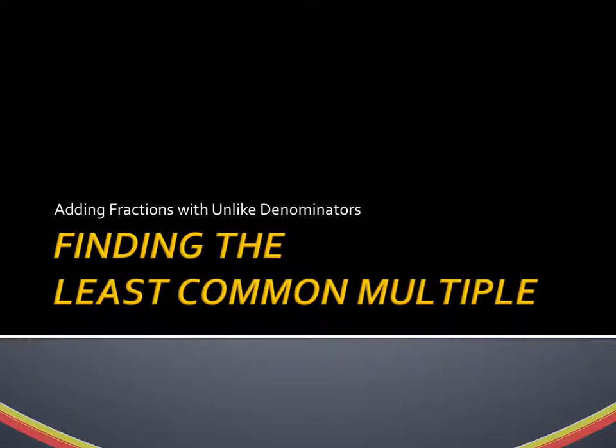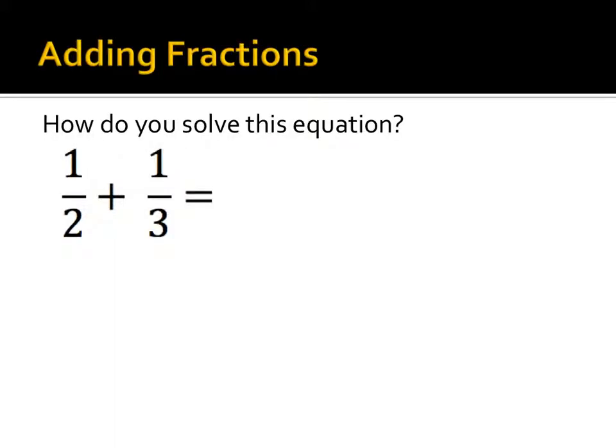In this edition of Mr. Peterson Presents, we're going to talk about adding fractions with unlike denominators, and we do this by finding what we call the least common multiple. In adding fractions with unlike denominators, we're going to ask this question: how do you solve this equation? We have two fractions we just want to add together. Our first problem is 1/2 plus 1/3. We're going to give you some steps on how you can solve this equation.